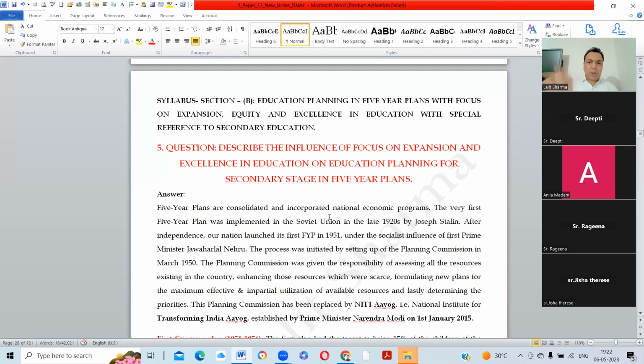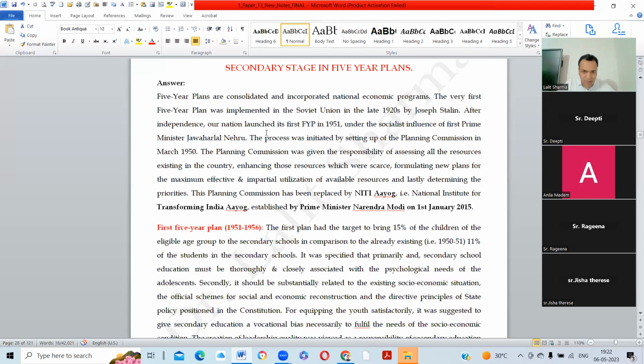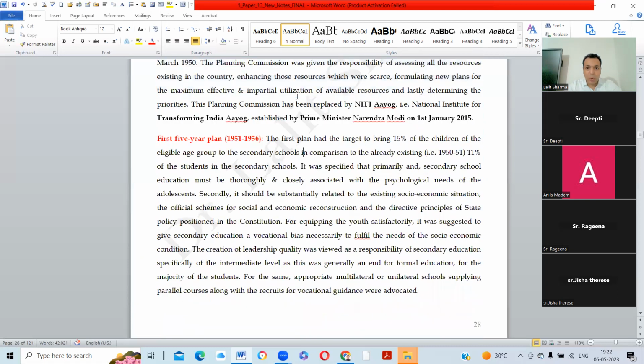Basically, this question is talking about all the five-year plans for the secondary stage. It means since independence, when the five-year plans started, what we have been doing for the upliftment of secondary education. So guys, you have to find the first five-year plan. About the Niti Aayog, what was its earlier name? Planning Commission used to be called Niti Aayog.